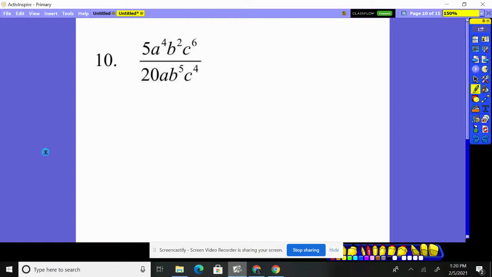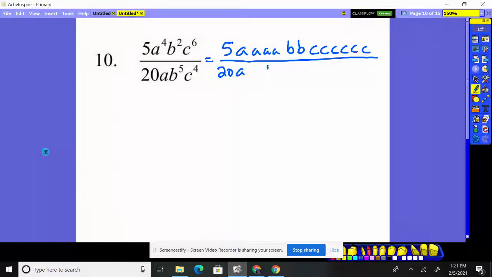All right, taking a look at number 10. We just write out what we have here. Up top, I have 5, A times B times C, 6 of them. What do you have in the bottom? We have the number 20. We have a single A. We have 5 of these B's, B times itself 5 times, and then C times itself 4 times.